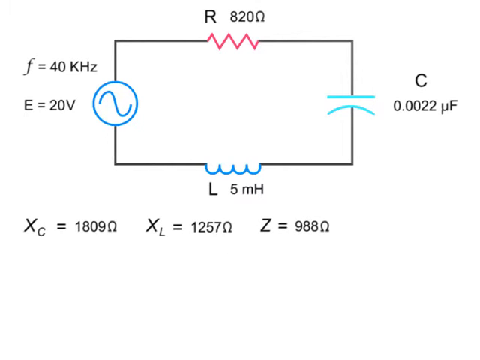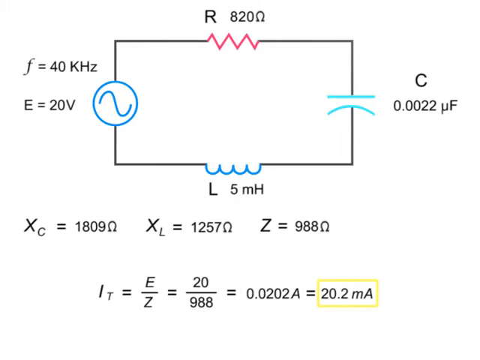To derive the total current of the circuit, divide the source voltage by impedance. Thus, 20 volts divided by 988 ohms equals 0.0202 amps, or 20.2 milliamps.